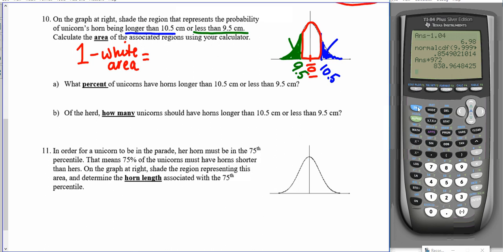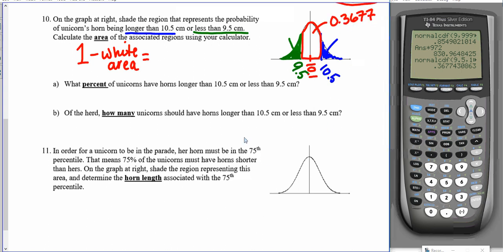So I do second distribution. I have a normal, so I go to normal CDF. My lower would be the 9.5. My upper would be the 10.5. My mean and my standard deviation are still the same. I go down to paste, and I get the area of the little white space in there is 0.3677.